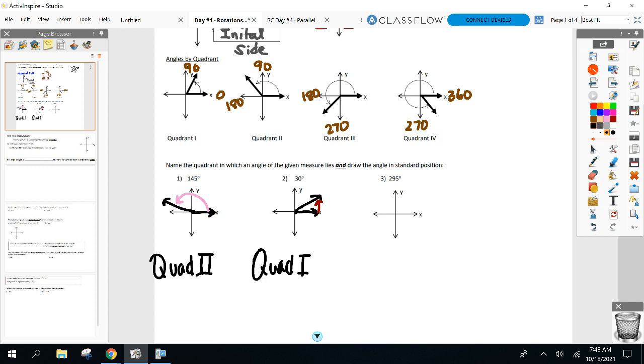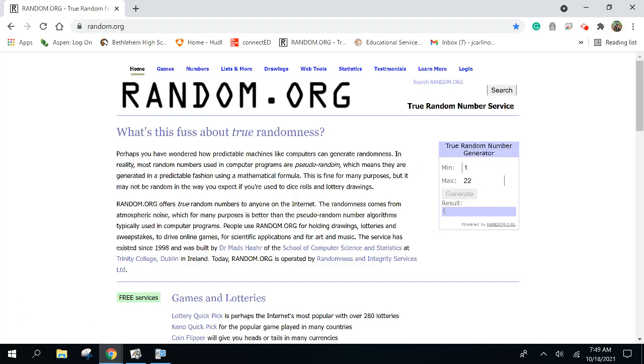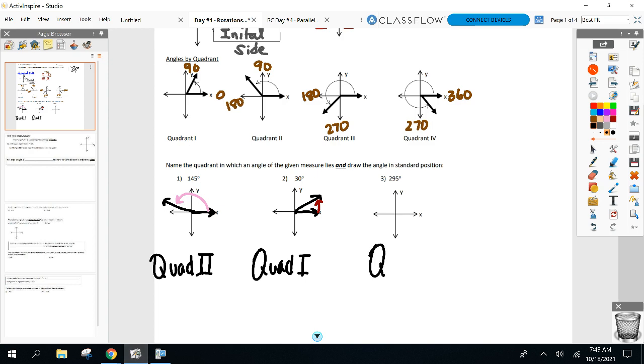Any issues so far? All right, what about 295? Think about where 295 would be. What quadrant? 295. Sarah, 295. Quadrant 4.